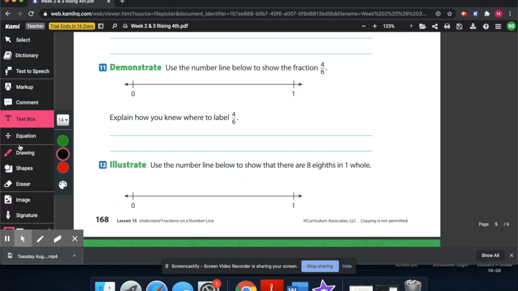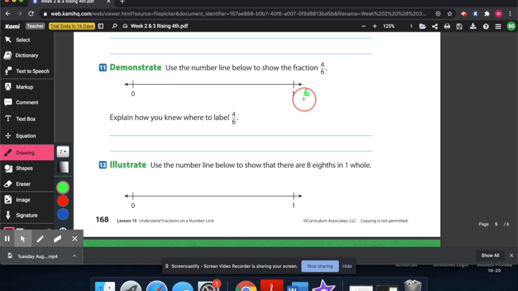11. Demonstrate. Use the number line below to show the fraction 4/6. All right, just like I said, make sure you see the whole numbers before you do anything. Luckily for us, they have the whole number at the end, so I know 6/6, because I'm looking at my denominator, and I know that to make a whole number, the same number is going to be on top and on the bottom. 6 is my max. So 1 equals 6/6.